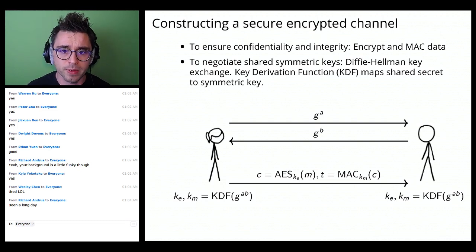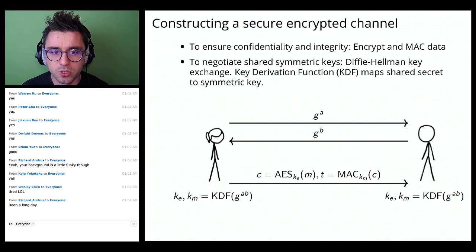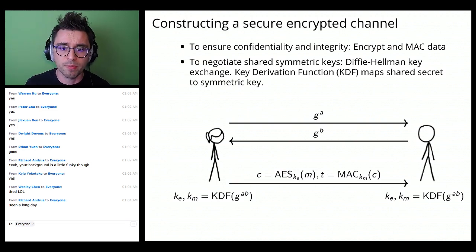So to negotiate the symmetric keys, we're going to use Diffie-Hellman, DHE, and then essentially Alice sends Bob g^A, Bob sends back g^B. They have now, since Alice has A and Bob has B, they can take whatever they receive from the other end to the power of whatever their own variables are to get g^AB on both ends.